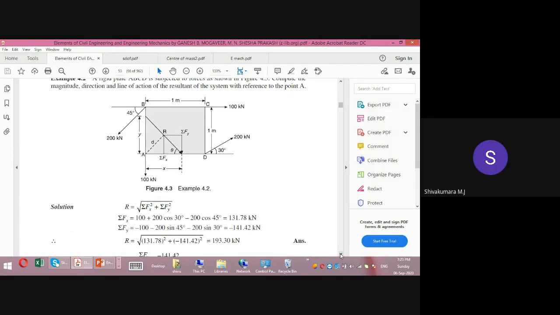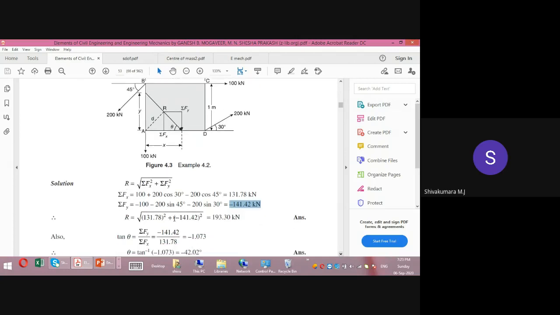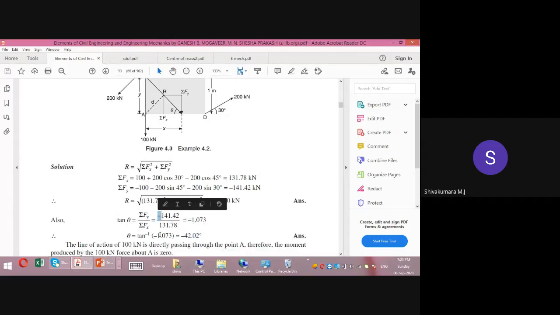Very good. So if we do so, we will get 131.78 as summation of Fx and minus 141.42 as summation of Fy. You know the formula R equals the root of summation of Fx squared plus summation of Fy squared. You will get 193.30. Then the direction of this resultant: theta equals tan inverse of summation of Fy divided by summation of Fx. That is 141.42 divided by 131.78. You will get 1.703. Theta equals tan inverse of 1.703. You will get 42.02 degrees. It is not necessary to carry this negative sign convention.